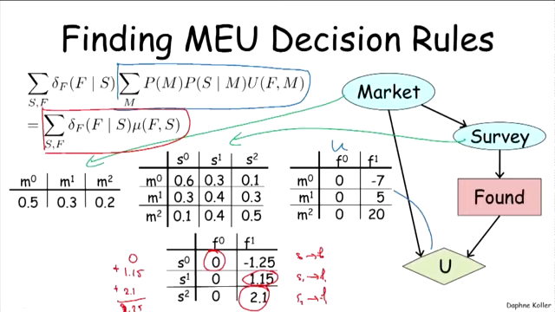Now, if you think back to the agent's expected utility when it didn't have the information about the survey, that expected utility, if you recall, was 2. So without the survey, the agent's best expected utility was equal to 2. So by conducting the survey, the agent has gained 1.25 utility points.